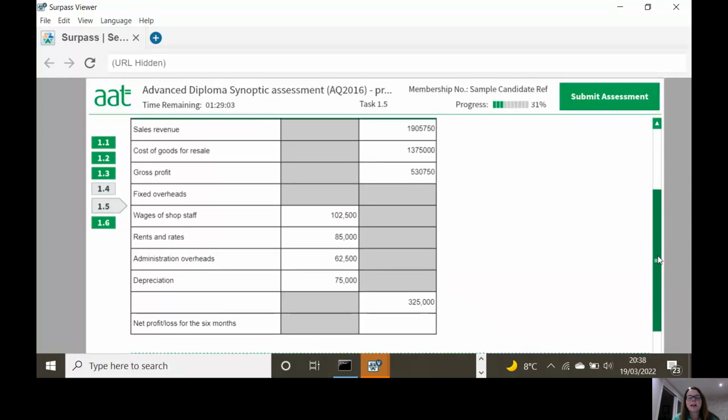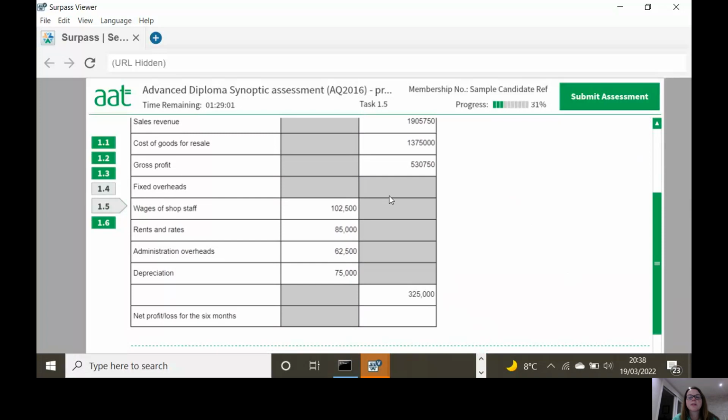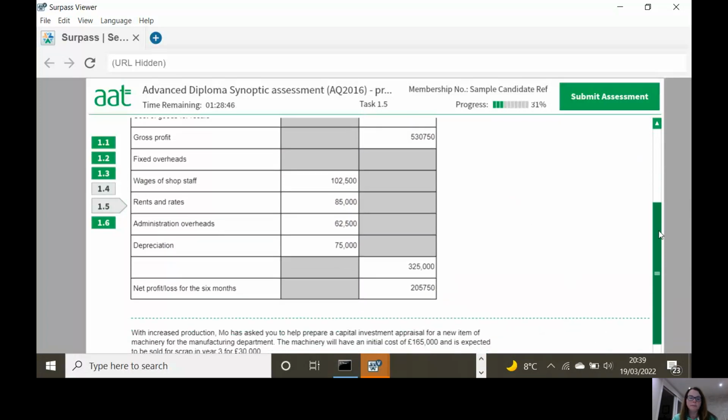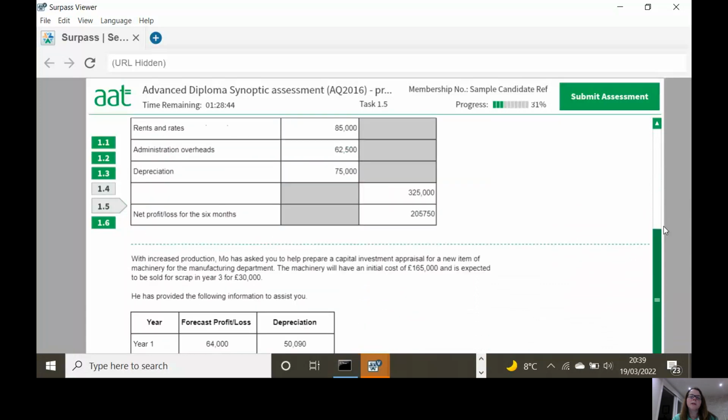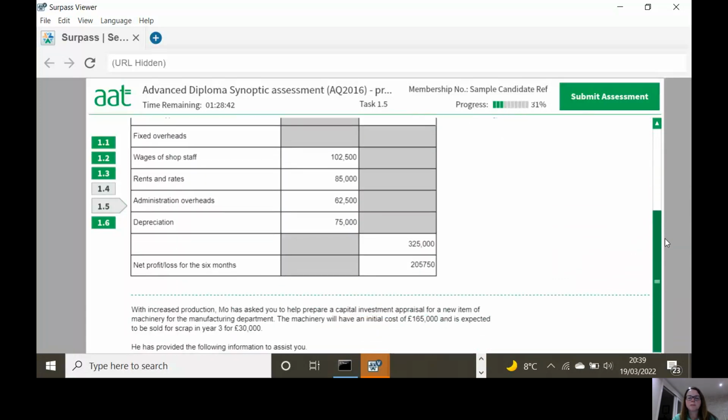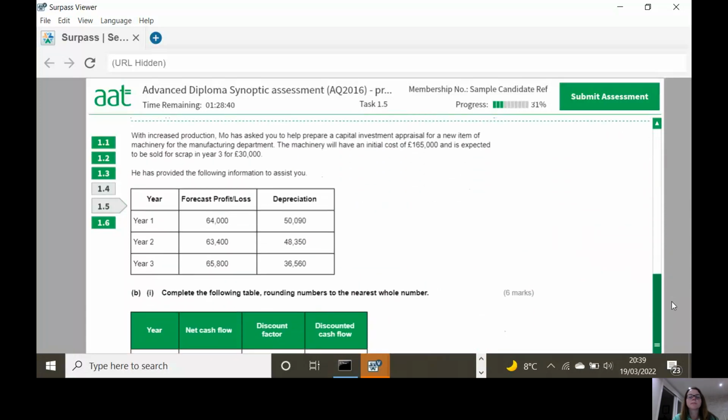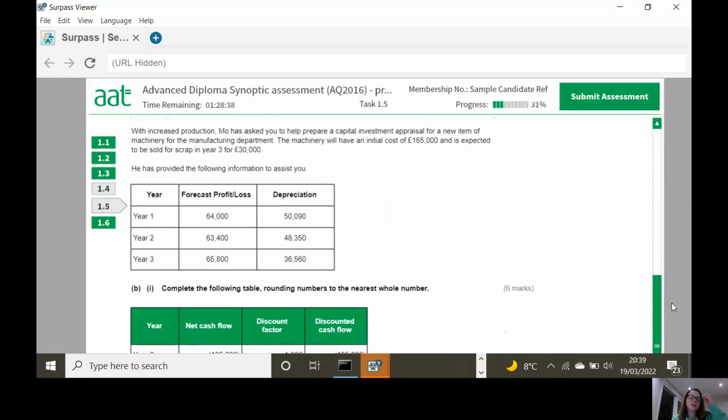Right, all the fixed overheads are there for me. So now I'm just going to subtract those overheads from the gross profit, which gives me 205,750. How many marks was that? Oh, only 4.